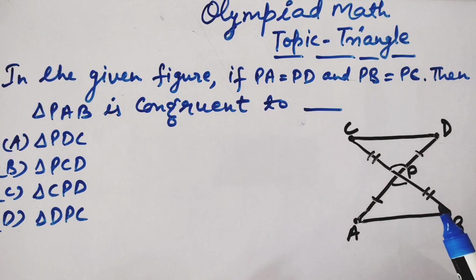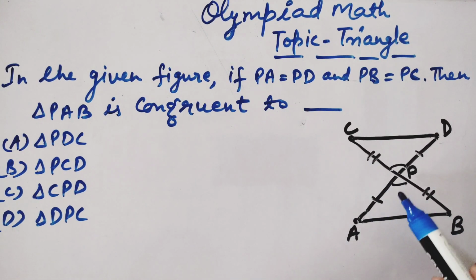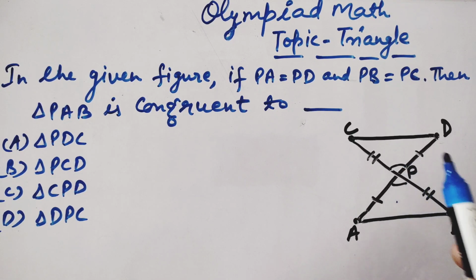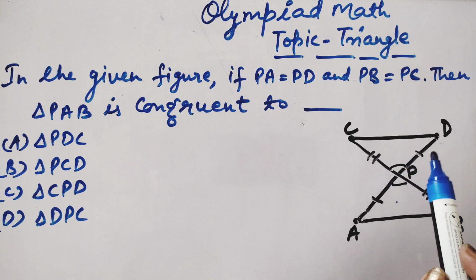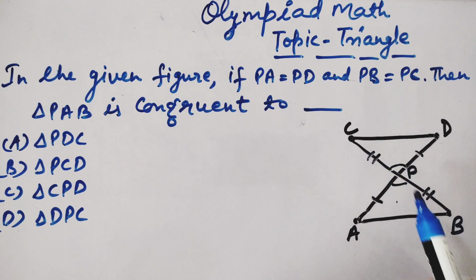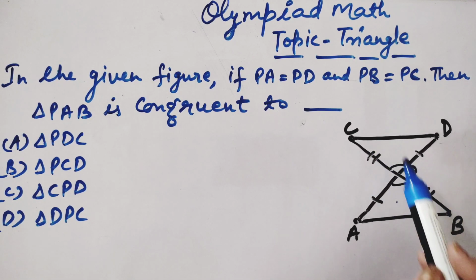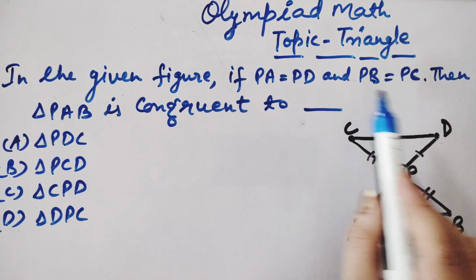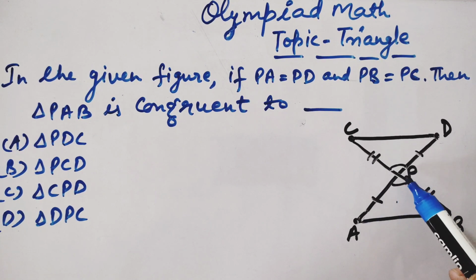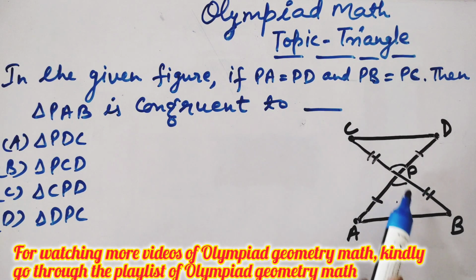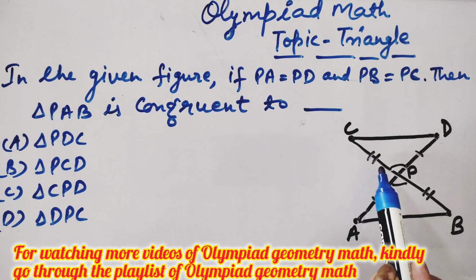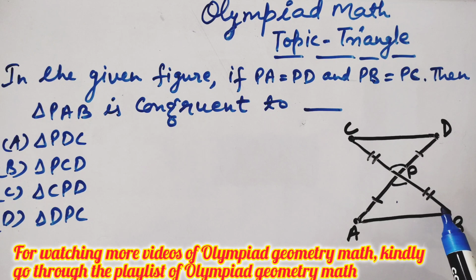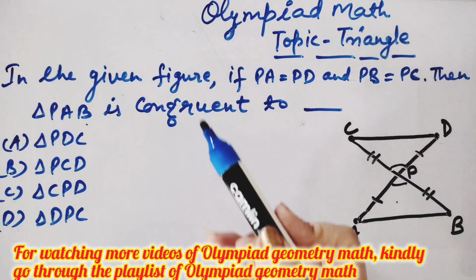You can see in this figure PA is equal to PD. In this figure there are two triangles, PCD and PAB. In these two triangles, it is given that PA equals PD and PB equals PC. Then we need to find which triangle PAB is congruent to.